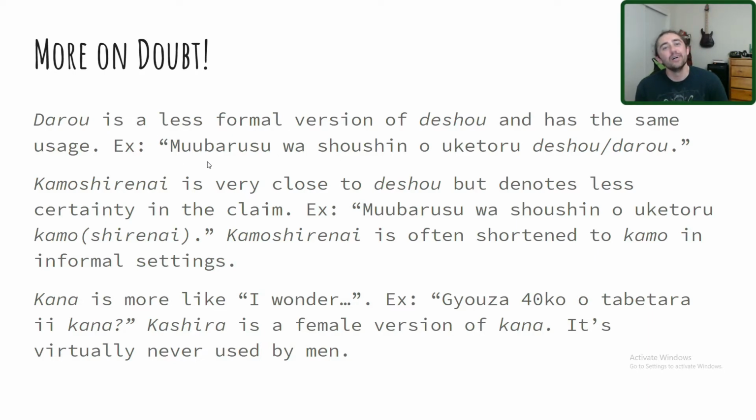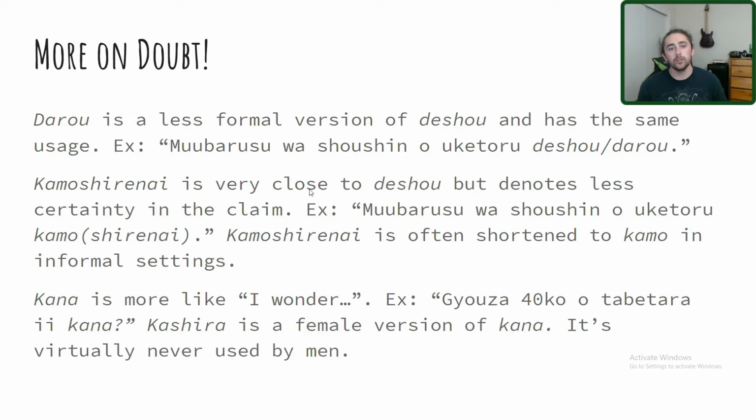So we could say, Moobles wa shoshin o uketoru deshou. Or Moobles wa shoshin o uketoru daro. Which means Moobles will probably get a promotion. Hey, shoshin, promotion, nice. Moobles wa shoshin o uketoru deshou. Right? So we're saying he'll likely get the promotion. We're fairly confident, but we don't want to be certain.